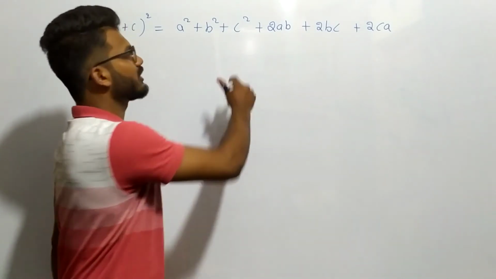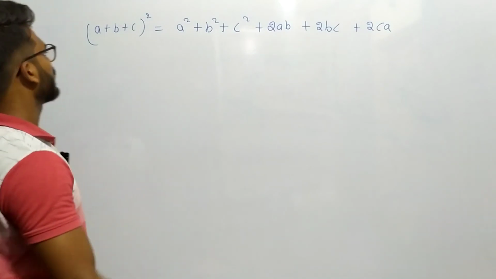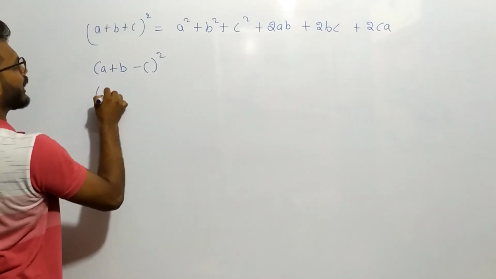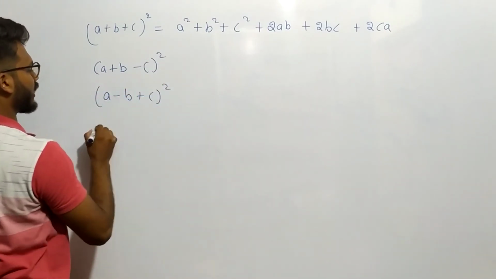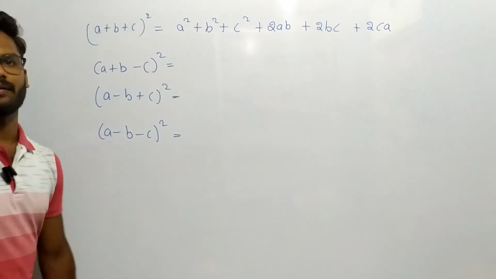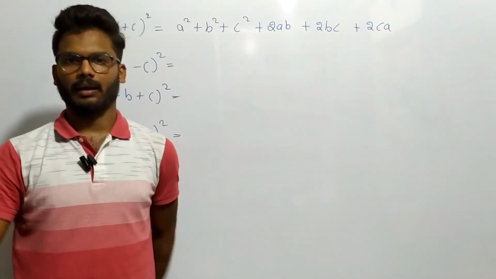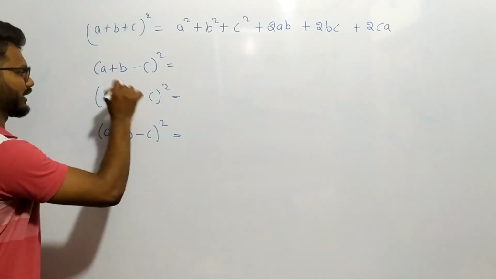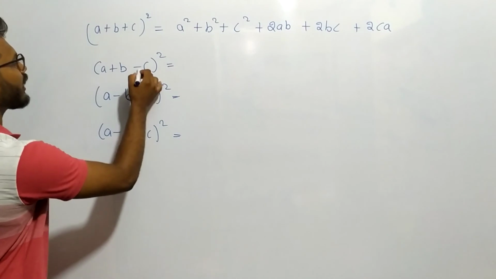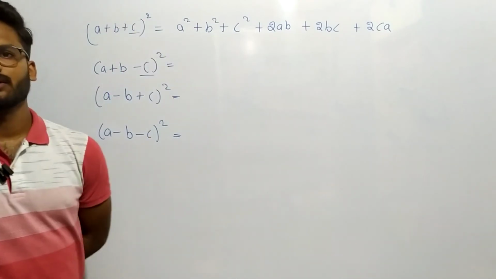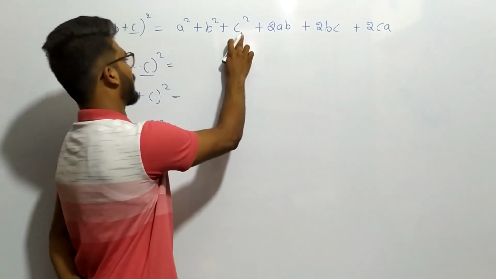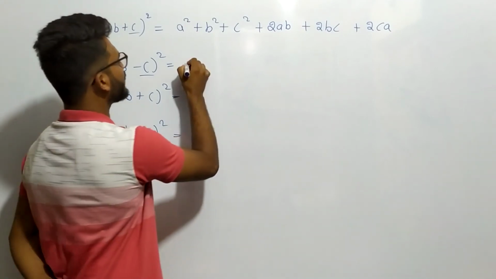And by using this, we will have 3 more formulas. What are they? (a plus b minus c) whole square, (a minus b plus c) whole square and (a minus b minus c) whole square. These three formulas will be here. How to remember these three formulas, or how can we write them directly? Here, in place of c, we have minus. So wherever we have c, keep it minus. But here we have c square. Minus c square won't change. So based on power, we have to change sign.